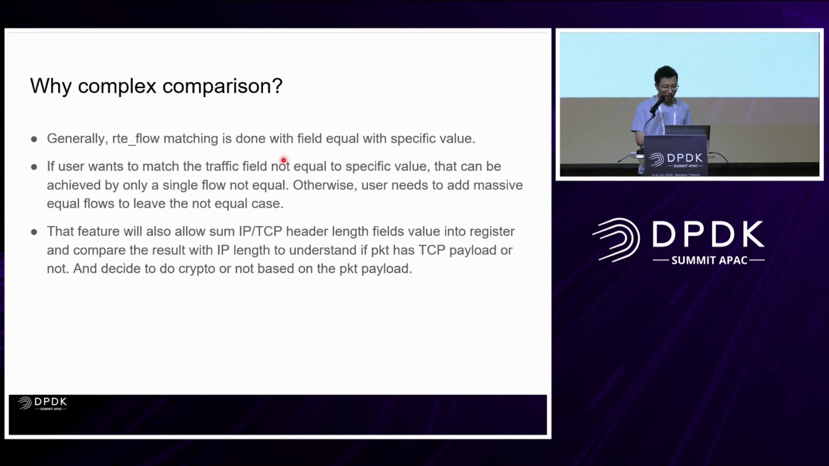Generally, RT flow match is done with field equal, like we call equal with a specific value. But this comes with some disadvantages. Sometimes, for example, if you are using a CT case, first we will receive the TCP SYN packet. And then if everything, the handshake, works well, then we will upload the rules to the hardware.